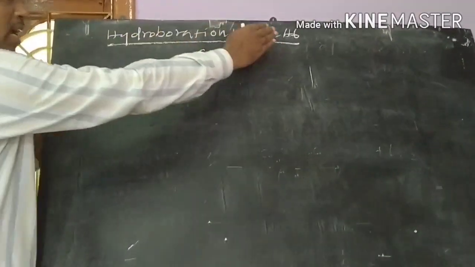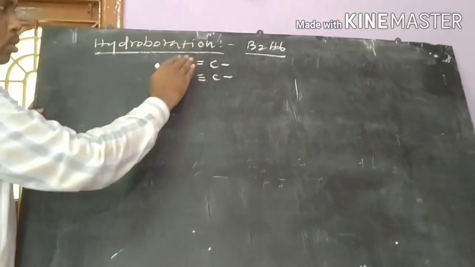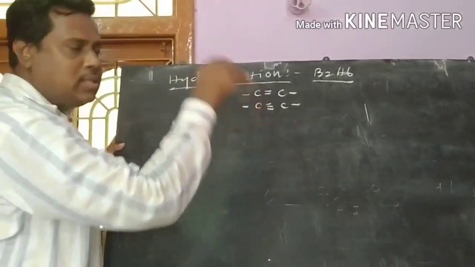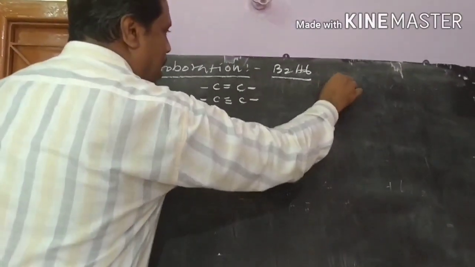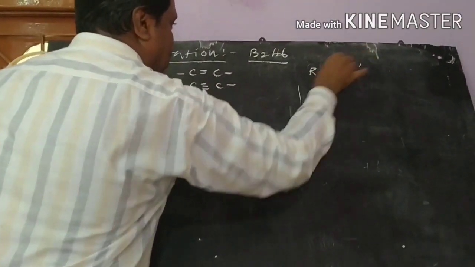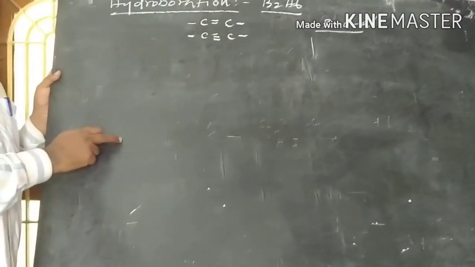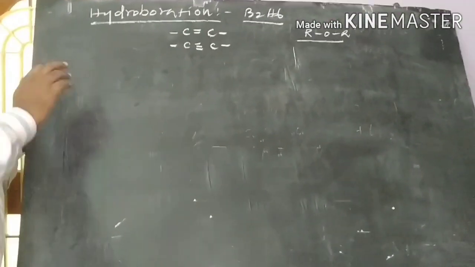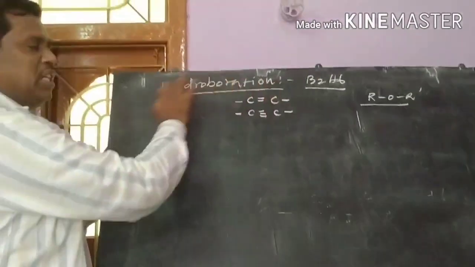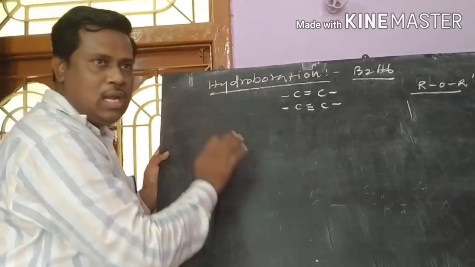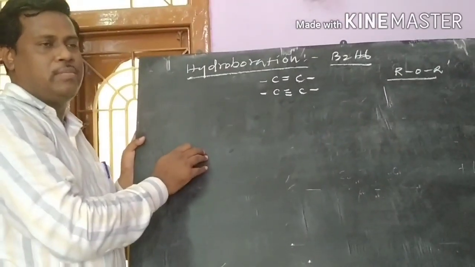Diborane adds on to alkenes and alkynes in ether solvent. Ether general formula is ROR'. So at room temperature, this reaction is called hydroboration, and it is highly used in synthetic organic chemistry.